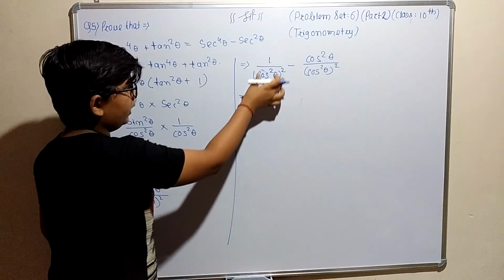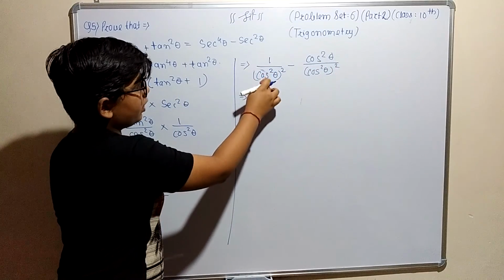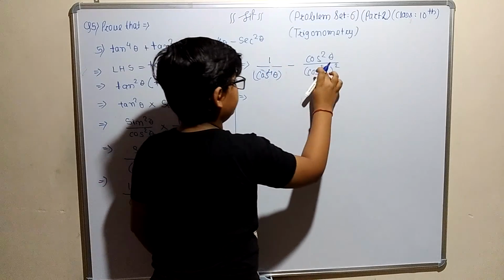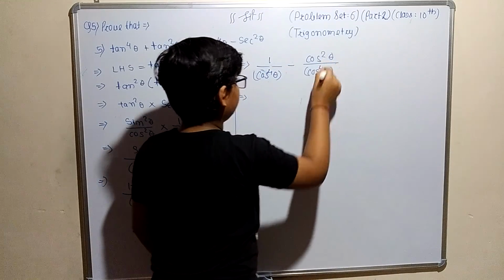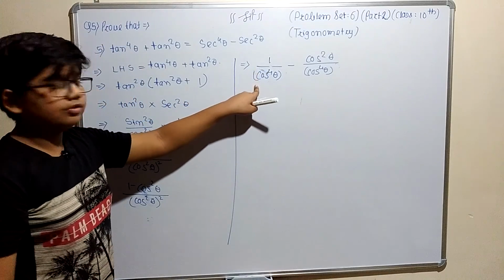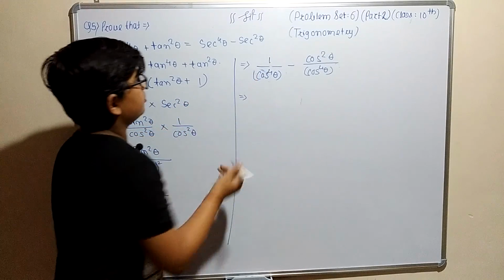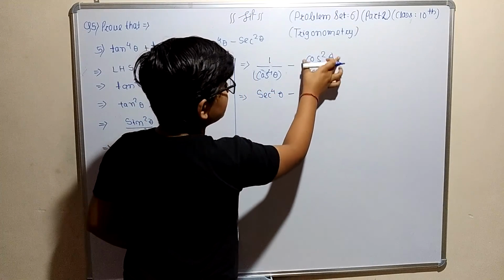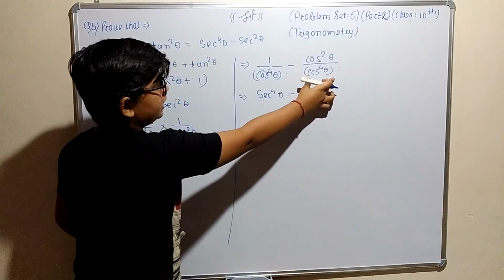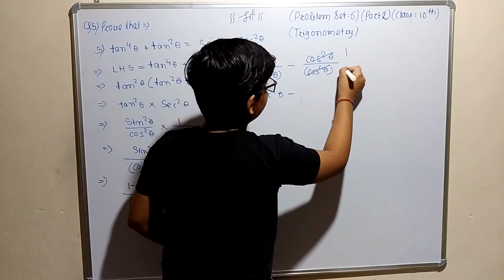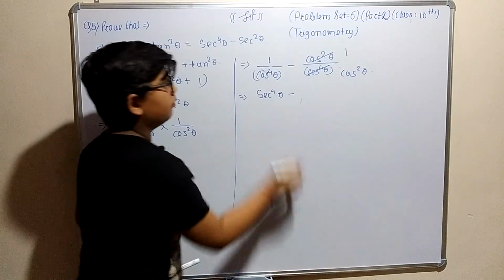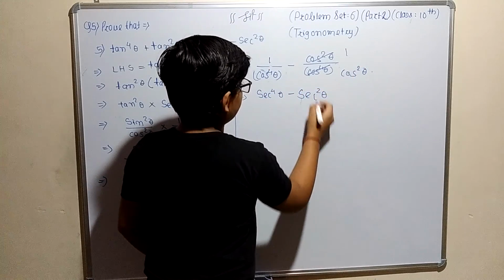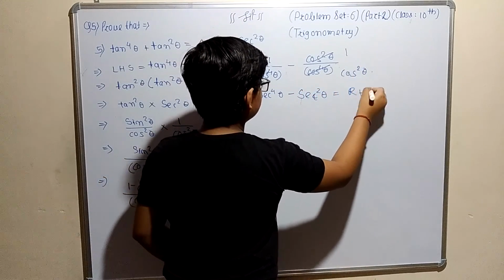Now 1 by cos square theta whole square is equal to 1 by cos raised to the power of 4 theta. That's the same thing. Now 1 by cos raised to the power of 4 theta is equal to sec raised to the power of 4 theta, minus cos square theta divided by cos raised to the power of 4 theta. We will get 1 by cos square theta. What is 1 by cos square theta? It is sec square theta. That is equal to RHS.